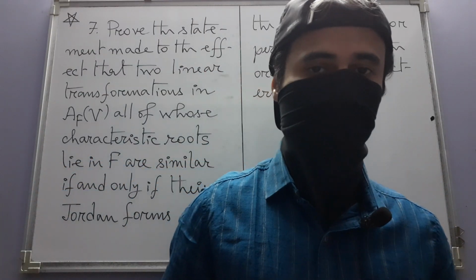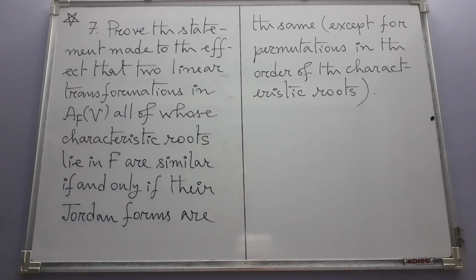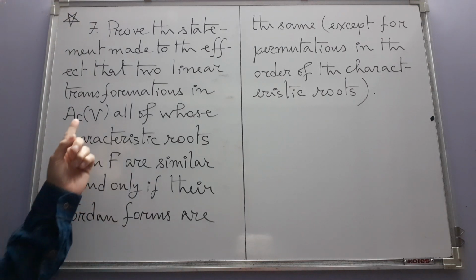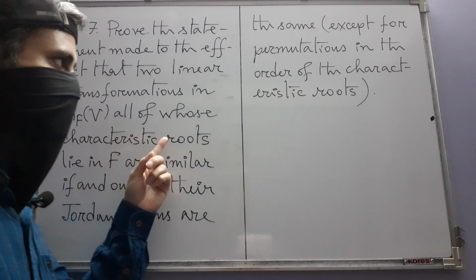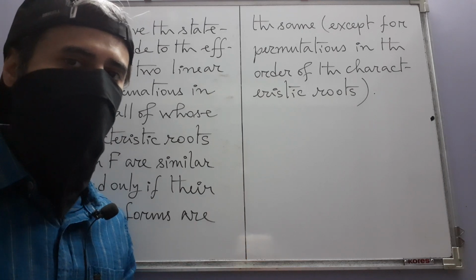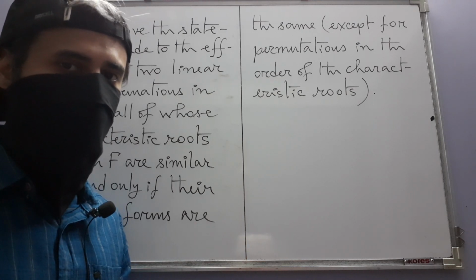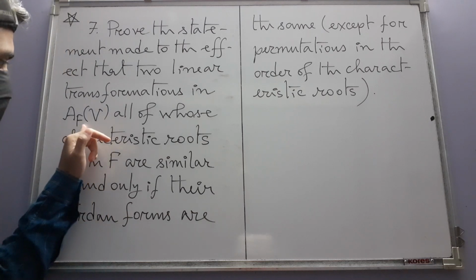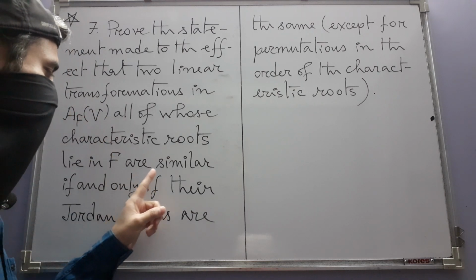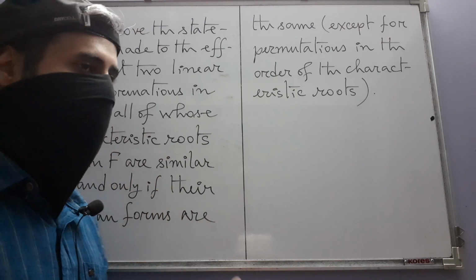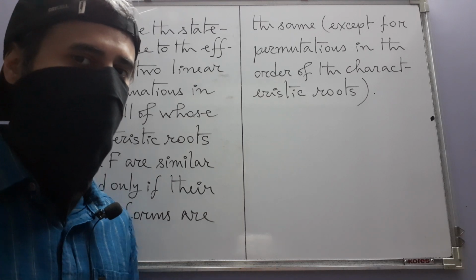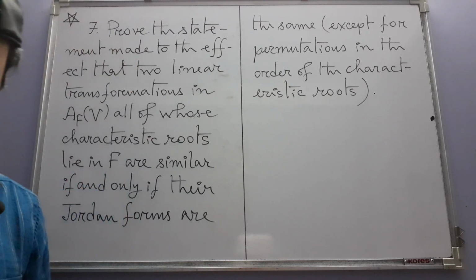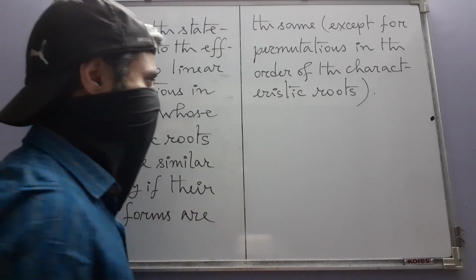Next, exercise 7. In this one, we have two operators on our vector space V such that both of them have all their characteristic roots in the underlying field F. Then we have to prove that they are similar if and only if they have the same Jordan form. So let's see the solution.